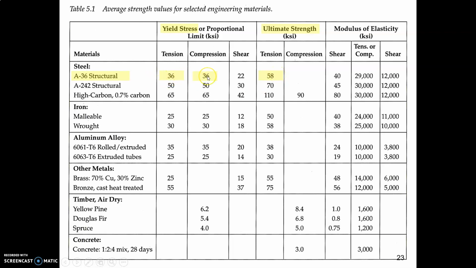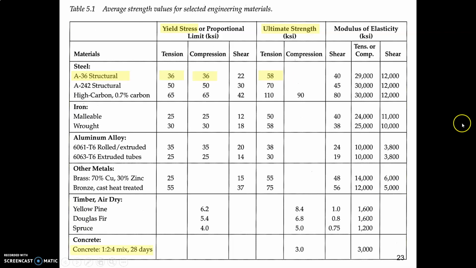So you could put 36,000 PSI of stress on the steel. Under that, it's still going to be elastic. Above that, it's going to yield and go plastic. If you keep going and you give it 58,000 PSI, the thing will actually break in two.